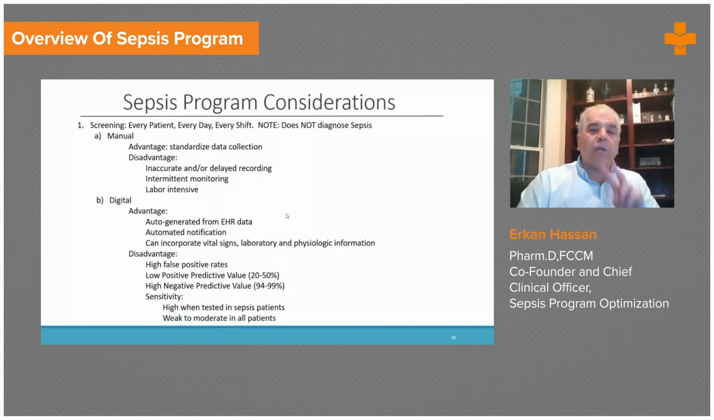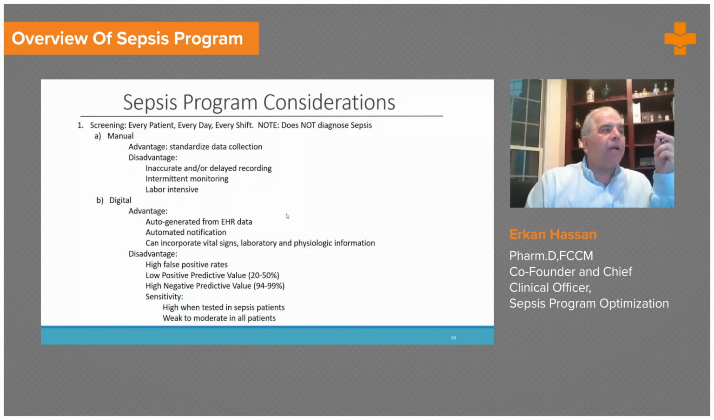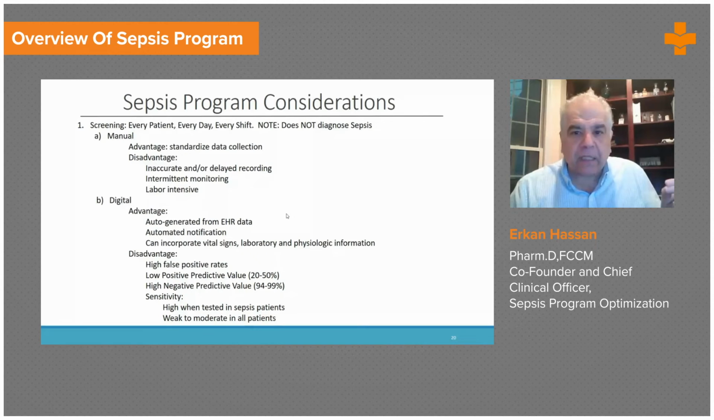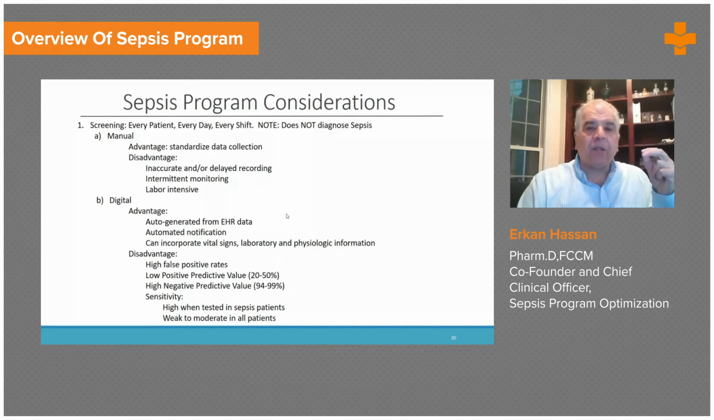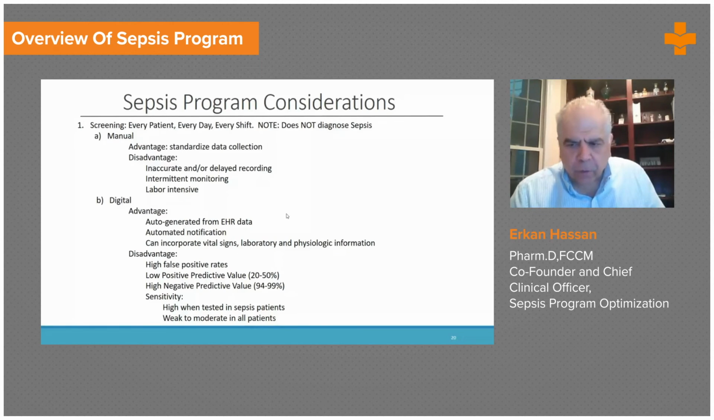But there are two ways you can screen sepsis patients. You can do a manual screening. The advantage is you've got standardized data collection. However, it is extremely labor intensive. It is very difficult to do, especially every shift, every patient, every day. Now what has popped up on the scene are a lot of automated sepsis screening tools.